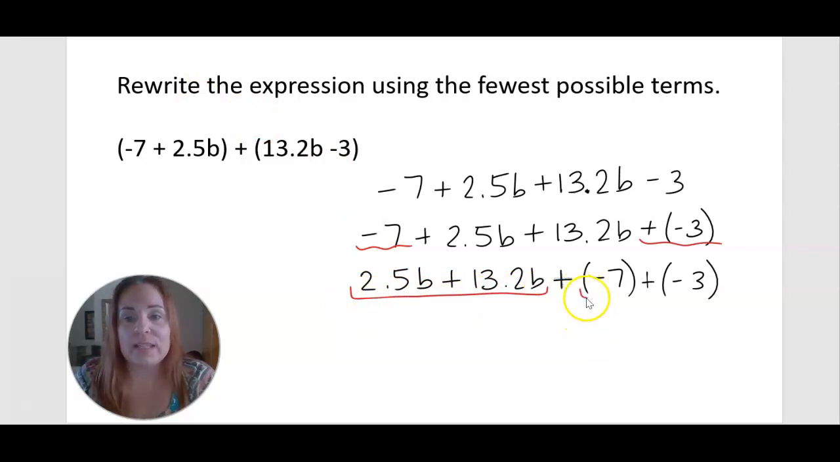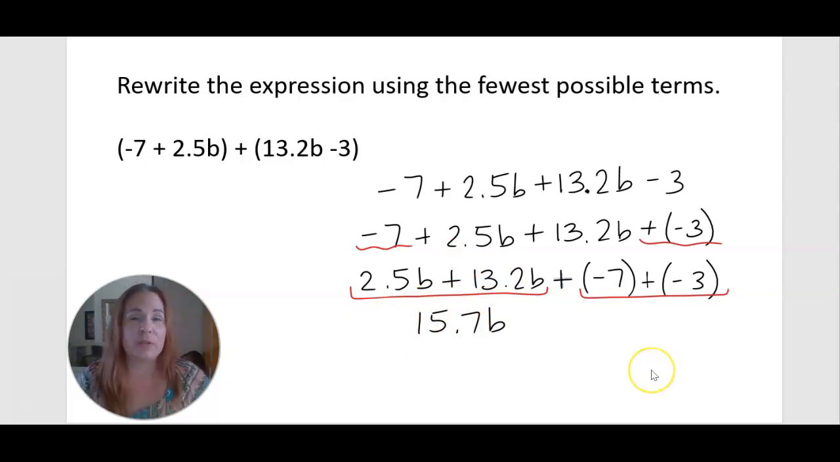We can also add these together because they don't have a variable. Terms that don't have a variable are called constants. All right, so I'm going to add those. So I've got 2.5 and 13.2, and when I add those together, I get 15.7b, right? Because if you think about it with just whole numbers, if I have 2 b's and then I have 3 b's, I add them together and I have 5 b's, right? So the variable just stays.